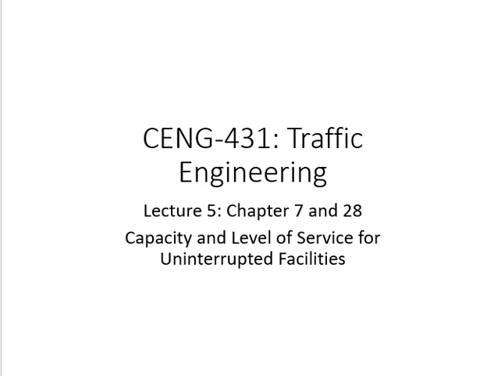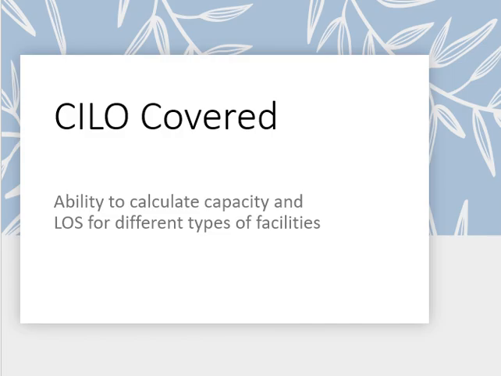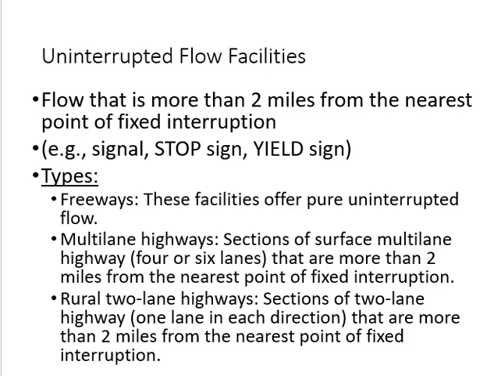Okay, now we come to the next topic, which is about capacity and level of service analysis. It is taken from 2 chapters of the book. Okay, and it's very important for your term projects as well as the final exam. So this topic is related to the outcome of the course, where you should know how to calculate the capacity and level of service for different types of facilities. Okay, we will start with the capacity and level of service for uninterrupted flow facilities.